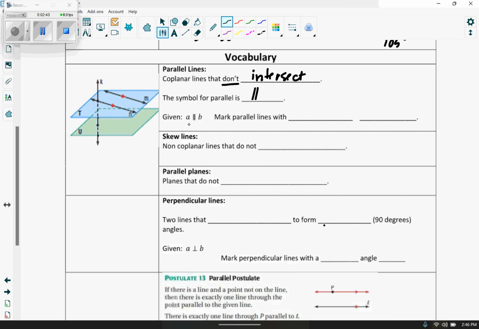Now, given that A is parallel to B, so let's do this, A and B. If they're parallel, we can mark them with extra little arrows. So we can say little arrows like that. That will say that they are parallel, so matching arrows. Now, skew lines are non-coplanar lines that do not intersect.